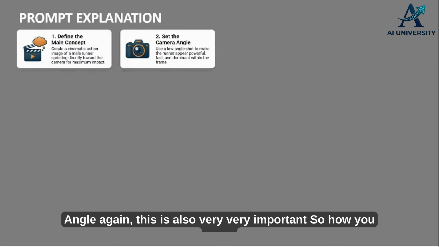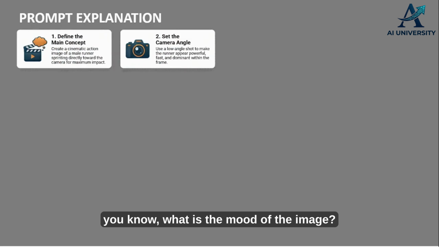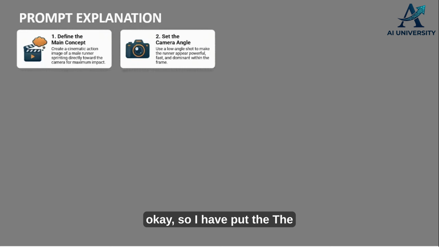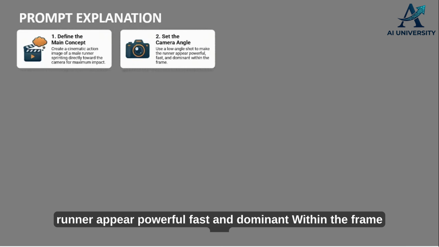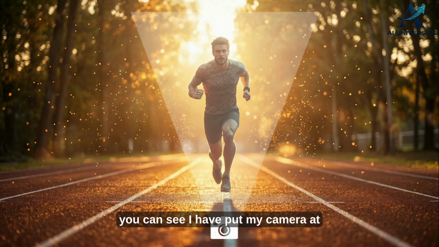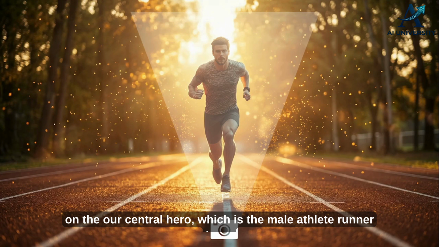Again, this is also very important. The mood of the image depends on your camera angle. So here I'm going to use a low angle camera shot to make the main character look more powerful. I have put the prompt here: use a low angle shot to make the runner appear powerful, fast and dominant within the frame. So you can see here I have put my camera at the ground level and my focus is fully on our central hero, which is our male athlete runner here.